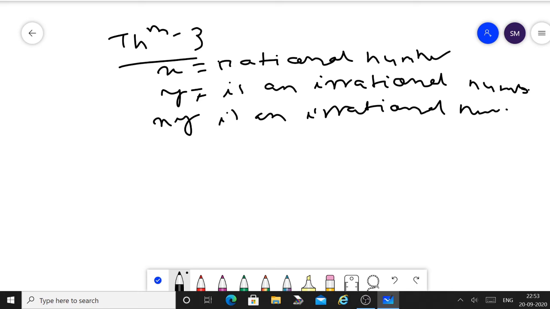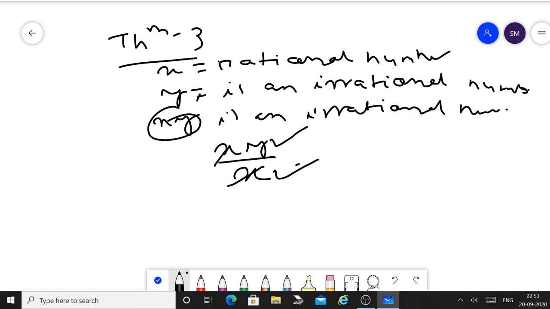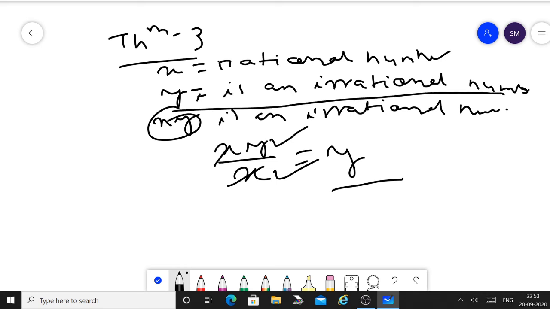Let xy be rational. Then what happened? xy upon x, rational number upon rational number, must be a rational number, but y is an irrational number. This contradicts. This means the product of a rational number and an irrational number is an irrational number.